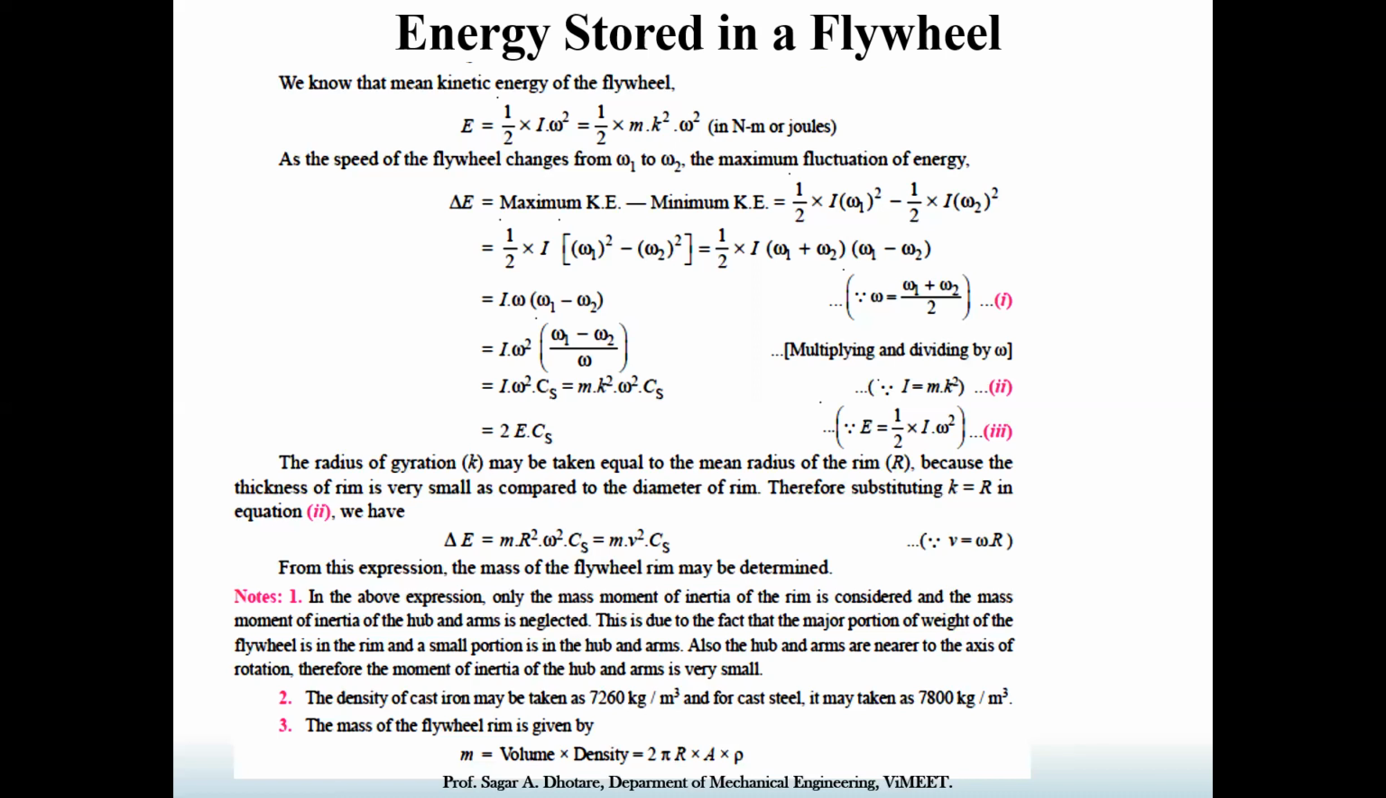Now the density of cast iron may be considered as 7,260 kg per meter cube, or for cast steel it may be 7,800 kg per meter cube. So actually it depends upon the material which is chosen. The mass of the flywheel you can calculate by the equation m is equal to volume into density, where volume is equal to 2 pi R into area, and density rho.